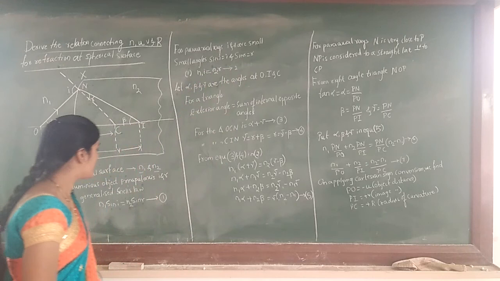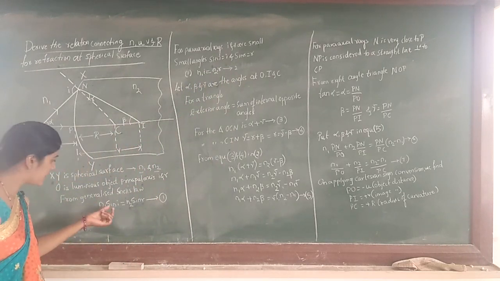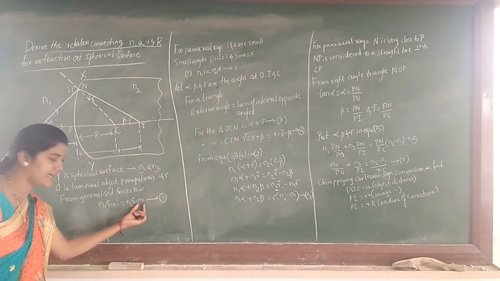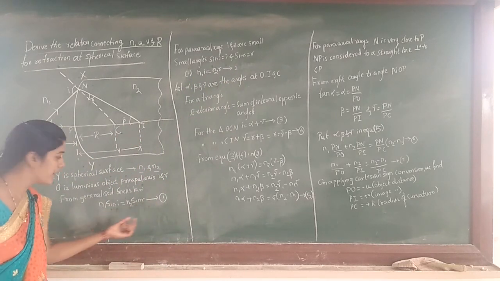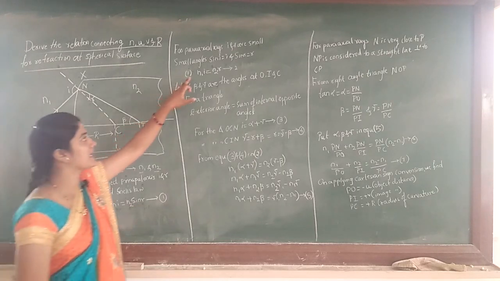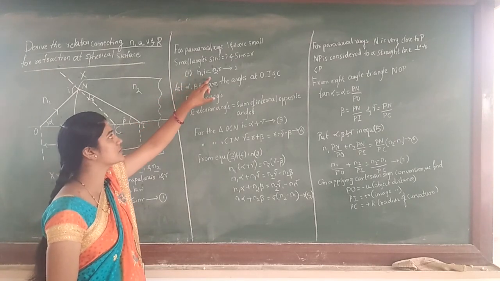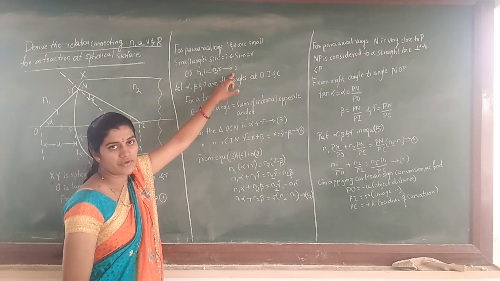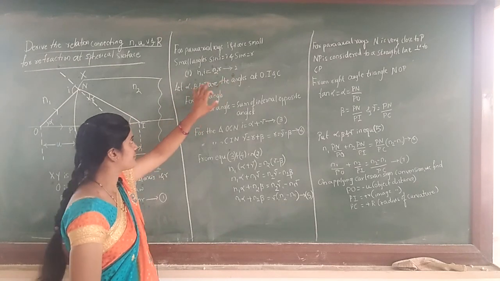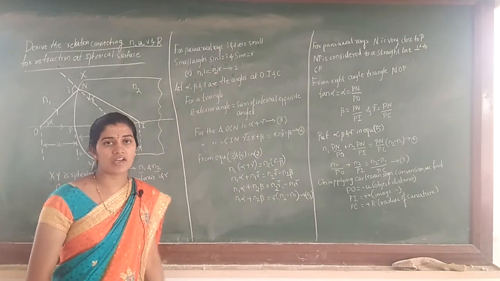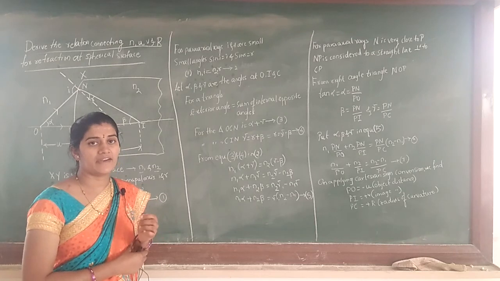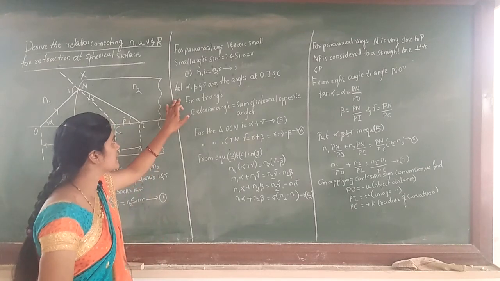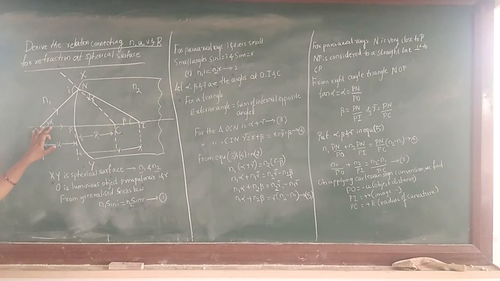Therefore, from equation 1, we get N1 i is equal to N2 r. We consider this as equation 2, where i and r are the angle of incidence and the angle of refraction at the media of refractive indices N1 and N2. Now from the diagram we consider the angles alpha, beta and gamma.